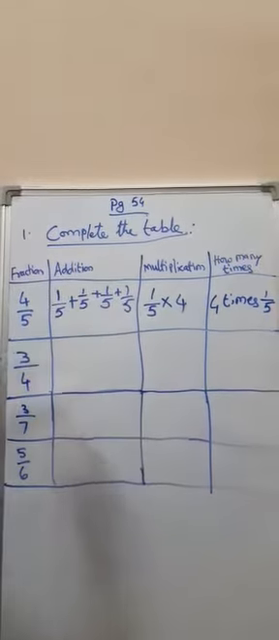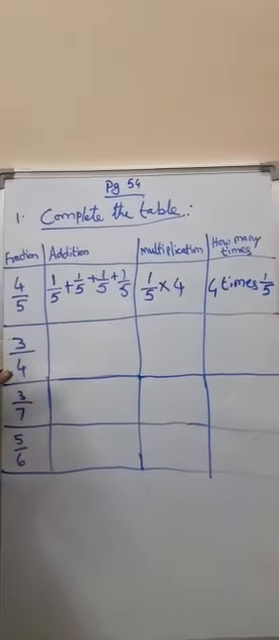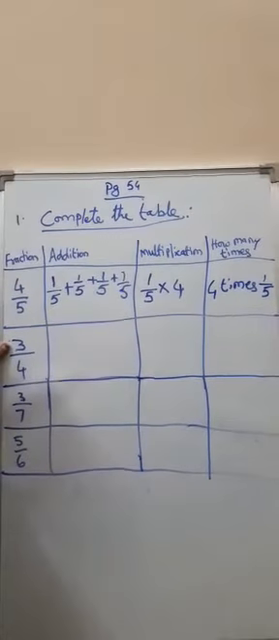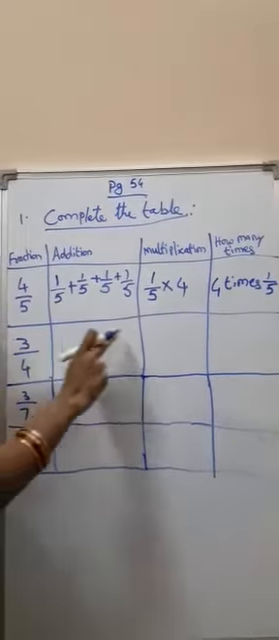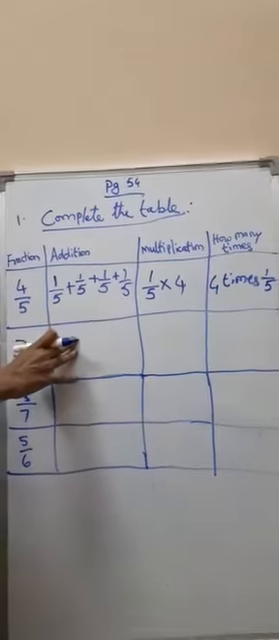The same way here also, 3 upon 4. Again, you have to write it in unit fraction. What is the unit fraction here? 1 upon 4. How many times do we have to take 1 upon 4? What is the numerator here? 3. The same way you have to solve this and try this in your copy.